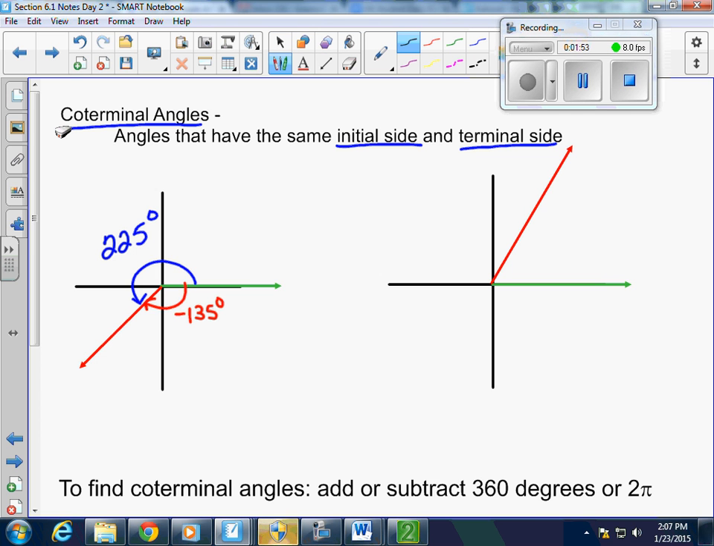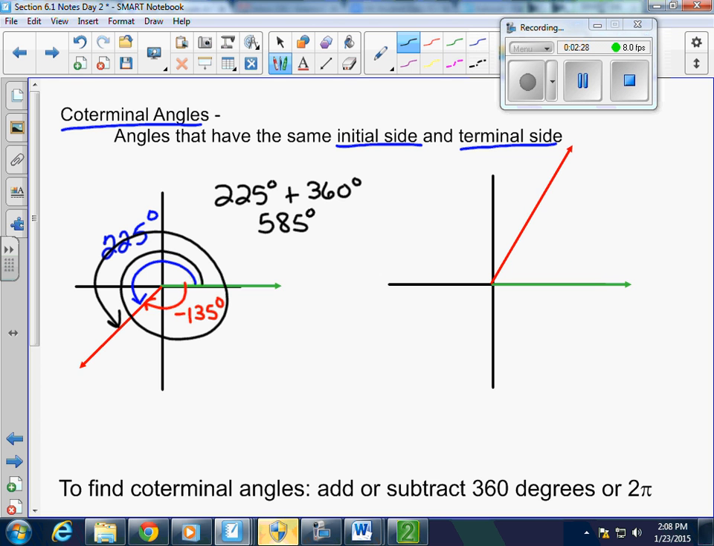If you think about the angle where more revolutions happen, I can start on the green and stop on the red, and then I can go around the circle again. Doesn't that black angle still have the same initial side and the same terminal side as the other two angles that we had? We just added a revolution. I started at 225 degrees. I added a full circle, which would be 360 degrees. So my coterminal angle for this one would be 585 degrees.